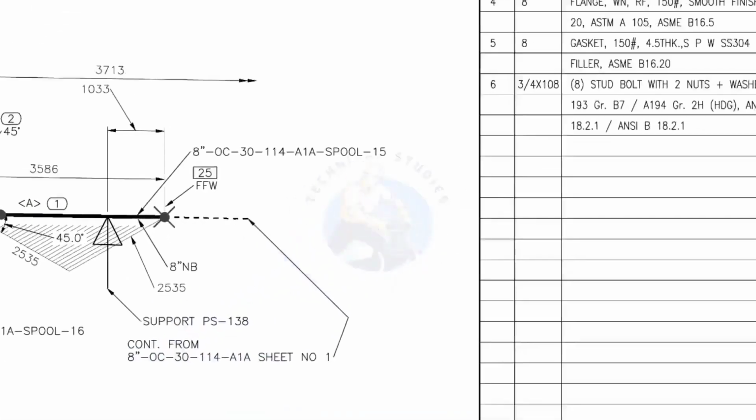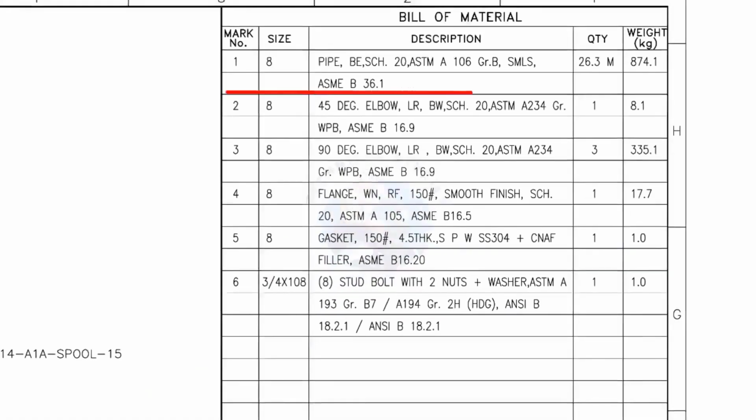Let us check the bill of material. Mark number 1. 8-inch pipe, bevel end, Schedule 20, ASTM A106, Grade B, seamless. 26.3 meters. Mark number 2. 8-inch 45 degree long radius elbow, butt weld, Schedule 20. The quantity is 1.